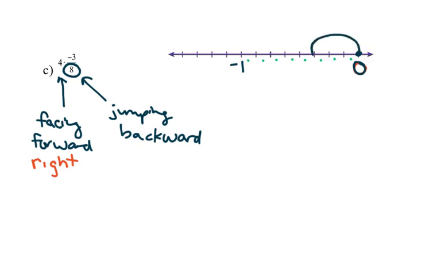1, 2, 3. 1, 2, 3. 1, 2, 3. And 1, 2, 3. All right, so we ended up here. We did 4 hops, jumping backwards, but facing forwards. All right, facing the right-hand side. So where are we?